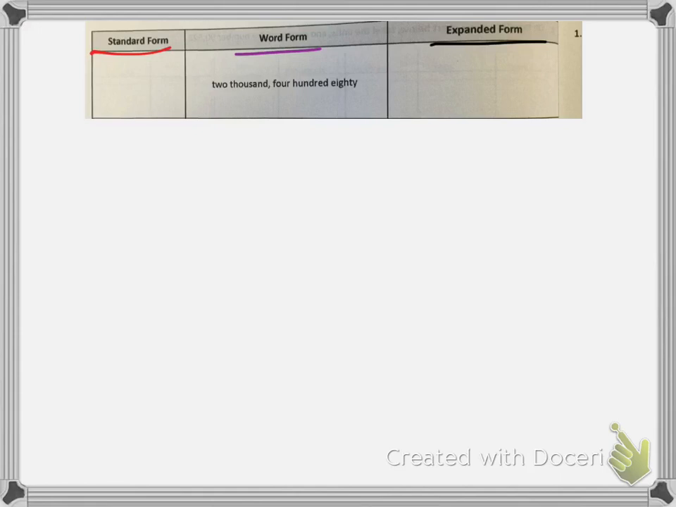Word form is when it's written out in words. It's written out to read. So 2,480 is written out for us. And then expanded form is where we are expanding those numbers. So let's work with our first one. 2,480. What does that look like in standard form?